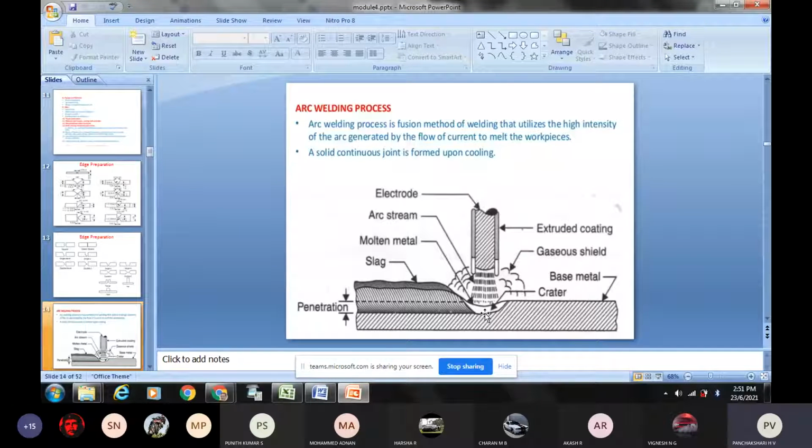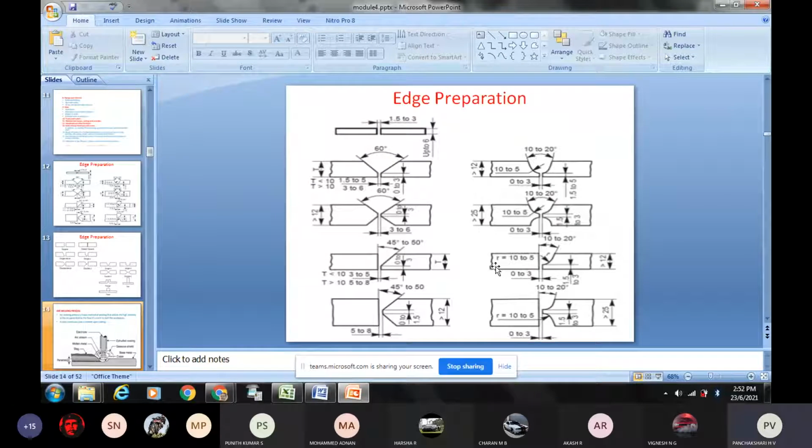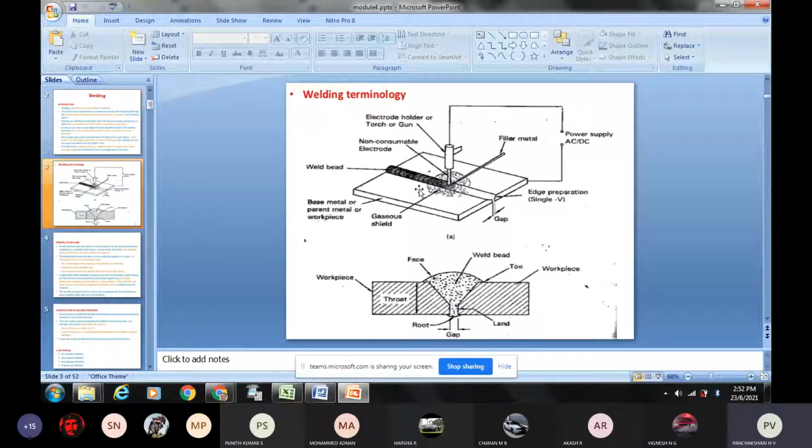Here, consider two parts, one on the left side and one on the right side. When these two parts become liquid at this junction and are allowed to cool, they jointly cool: the end of this metal and the end of this metal. So there will be exchange and bonding between the two metal parts. That is how the bonding is created between the two metal parts.